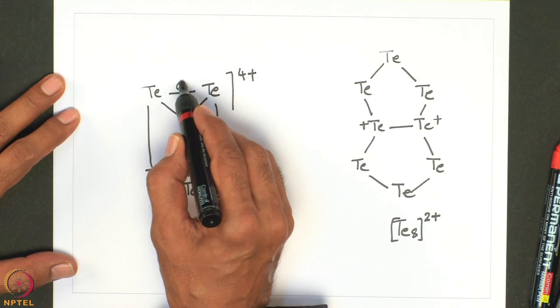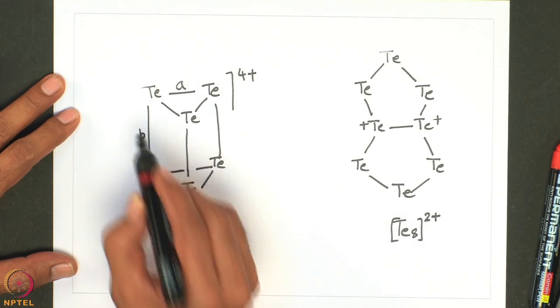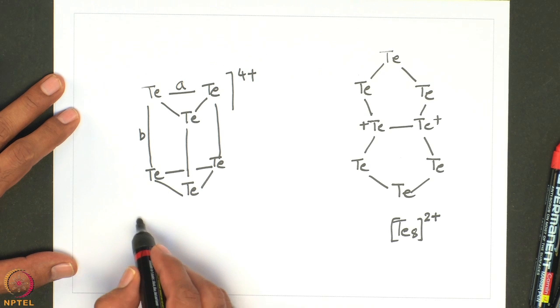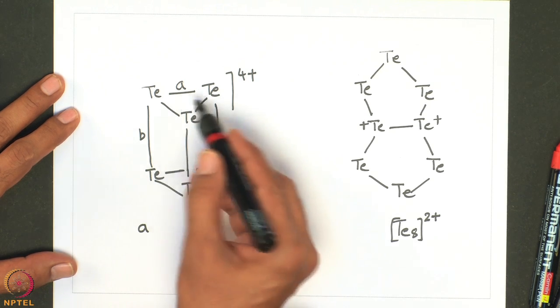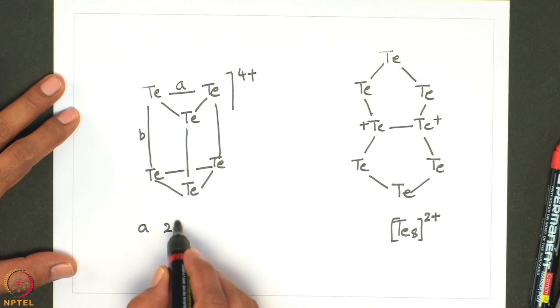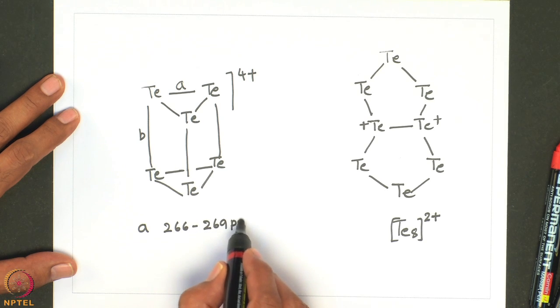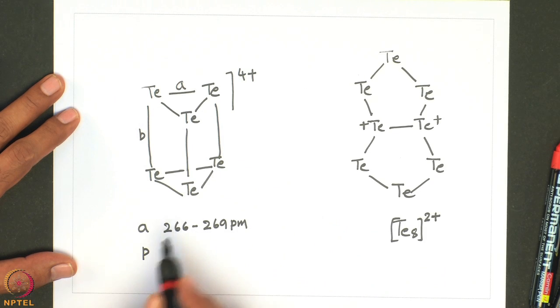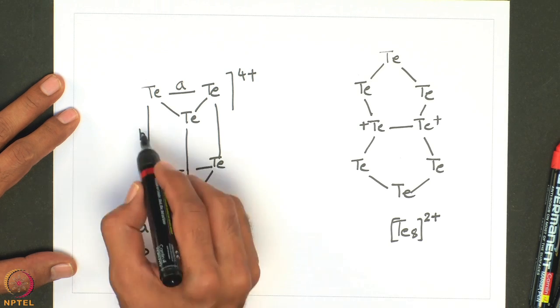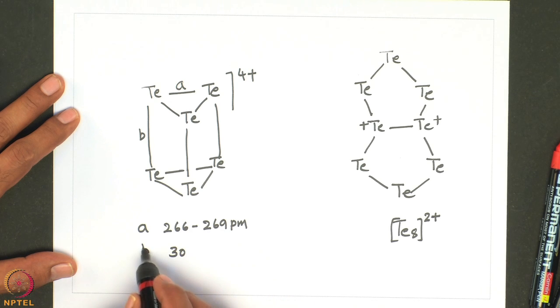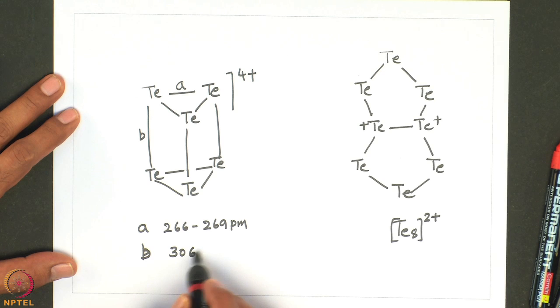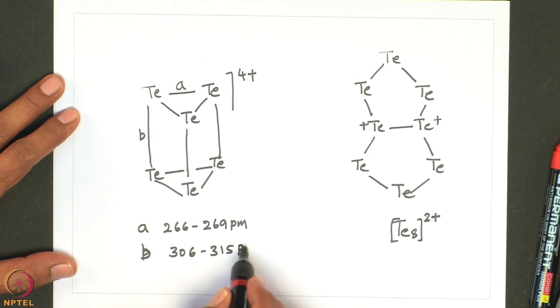So, here just if you look into this is A and this is B, let me give the A, this tellurium bond distance is in the range of 266 to 269 picometer, whereas these bond distances are in the range of little longer, 306 to 315 picometer. So, this is your Te6 4+.